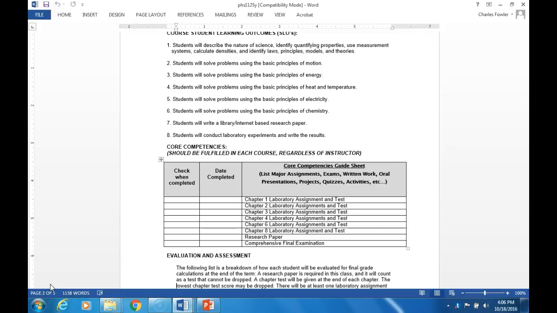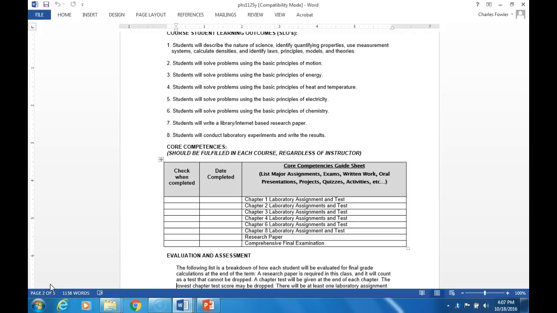Chapter 2, or student learning outcome number 2. Students will solve problems using the basic principles of motion. Guess what? Chapter 2, motion. Okay? Students will solve problems using the basic principles of energy. Anyone make a guess? Chapter 3 is energy. You got it. Number 4. Students will solve problems using the basic principles of heat and temperature. Chapter 4, heat and temperature. You got it. You're going to miss the next one.